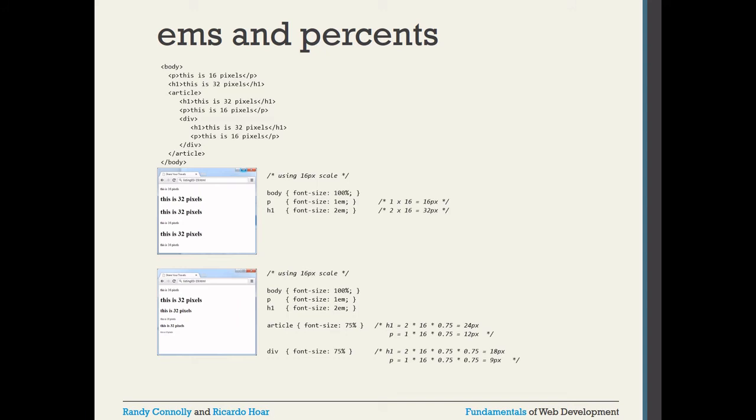First of all, the body is there. Inside the body the paragraph is there. Then h1 is there, right? After that an article is there. Under the article, h1 and p are there. Then the div is there, and inside the div the h1 and p are available.